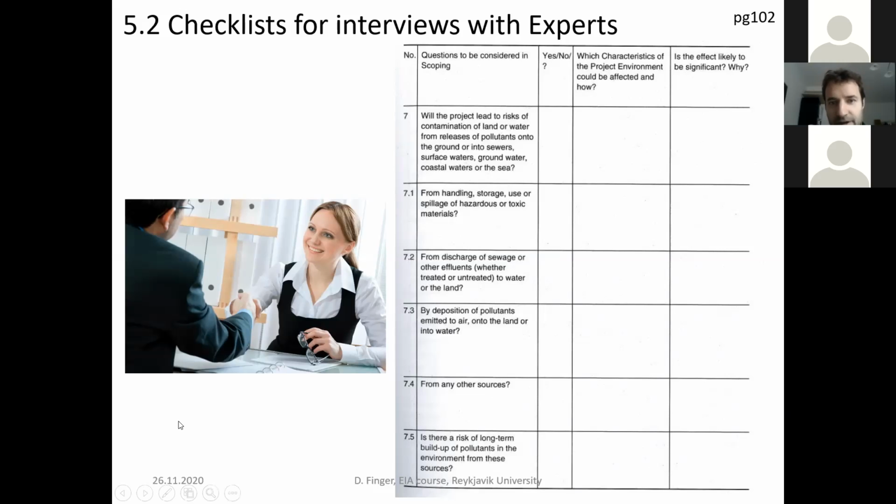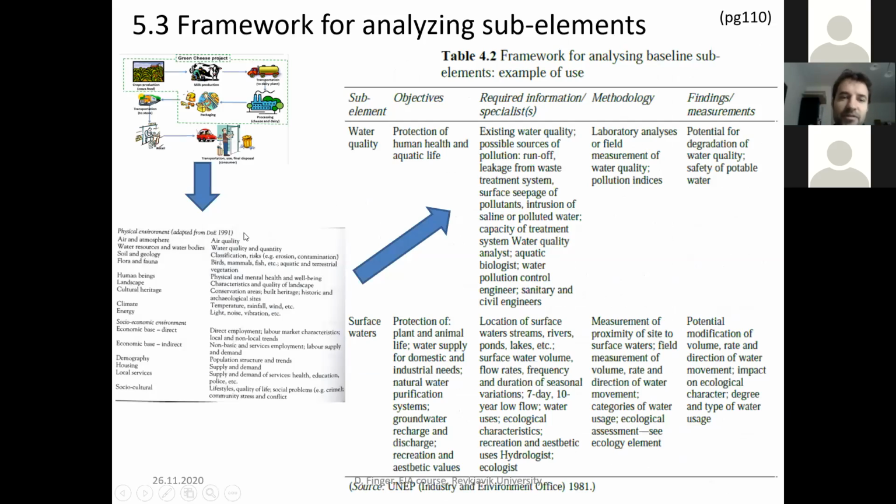So I have to go to the next slide. Okay, framework for analyzing sub-elements. If you look at the different sectors, the different spheres, like water quality, surface water, you can have a table like this, where you identify the sub-elements also, and then you have objectives regarding water quality. I think this was also a question that came up yesterday. If the geothermal power plant has an impact on the water quality, then you want to have an objective in there. You want to protect, of course, the drinking water.